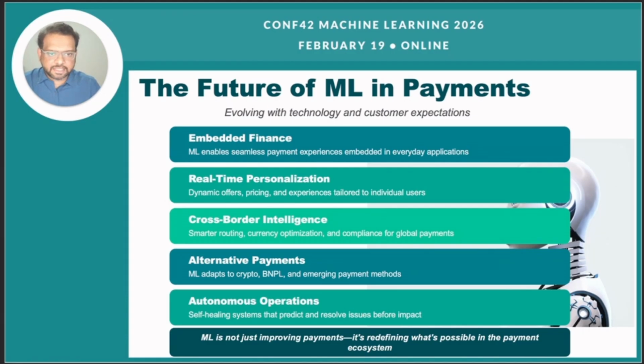Let me share some trends that I believe will shape the next generation of the payment ecosystem. First is embedded finance. We are seeing payment experiences embedded seamlessly in day-to-day applications, like ride sharing, food delivery, social media, gaming, and so many different industries. Machine learning is what makes this possible, enabling instant underwriting, real-time fraud detection, and personalized payment options within the context. The payment becomes invisible if handled intelligently behind the scenes.